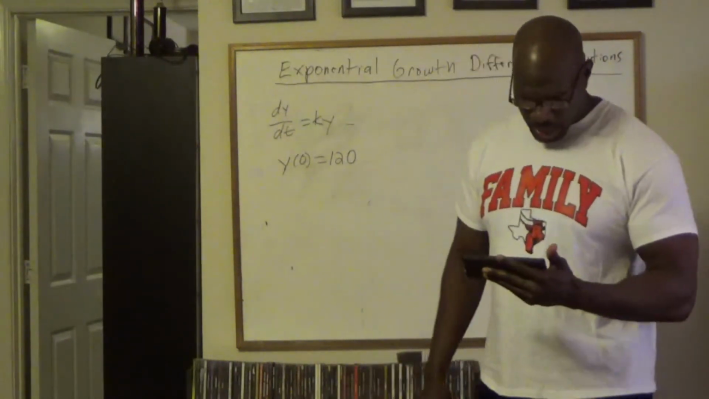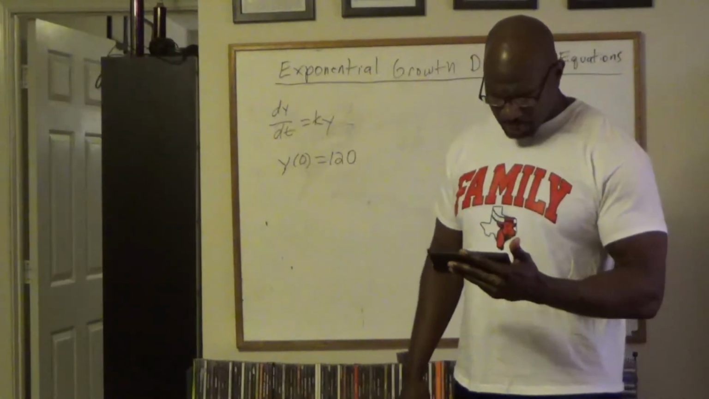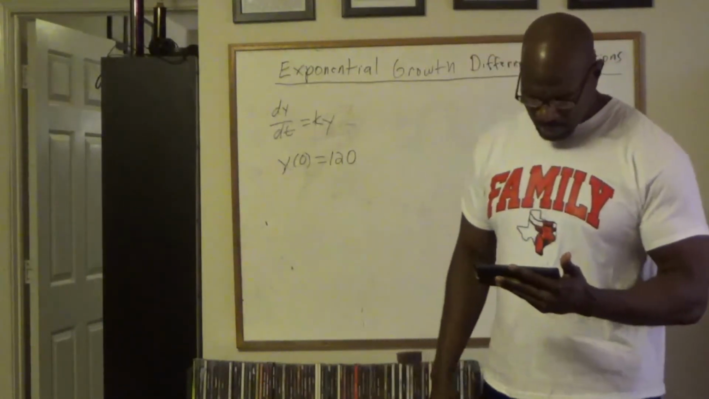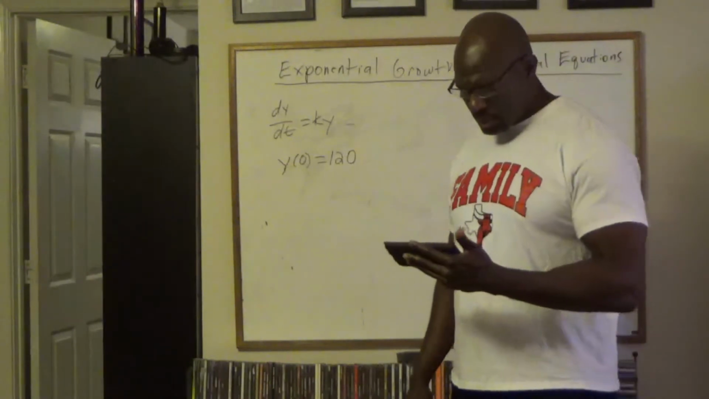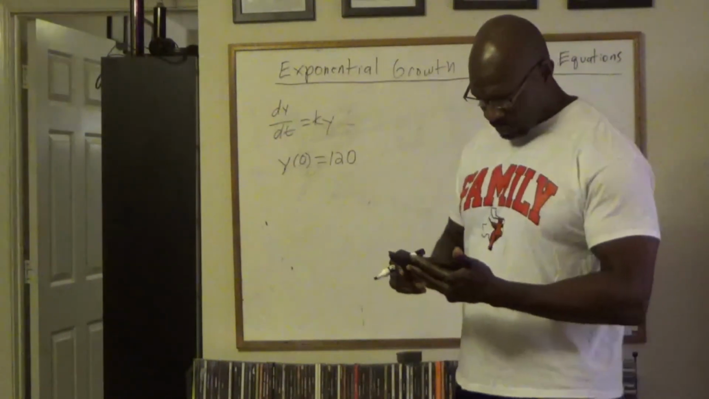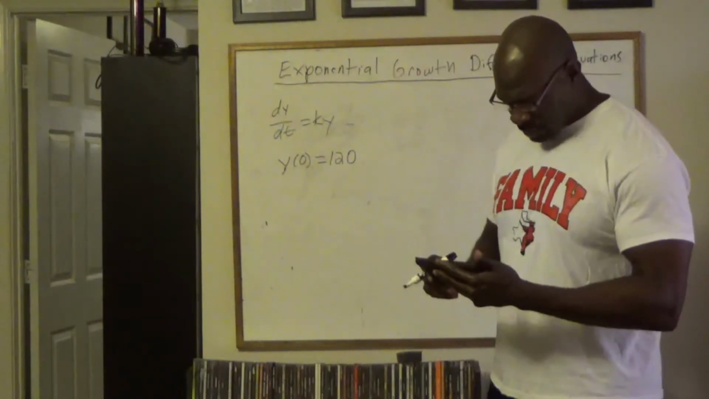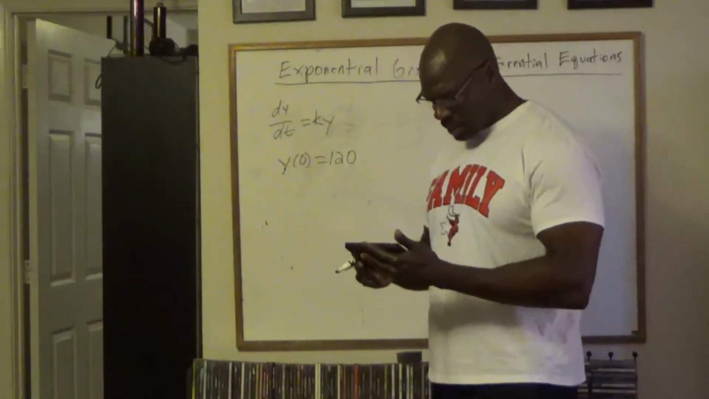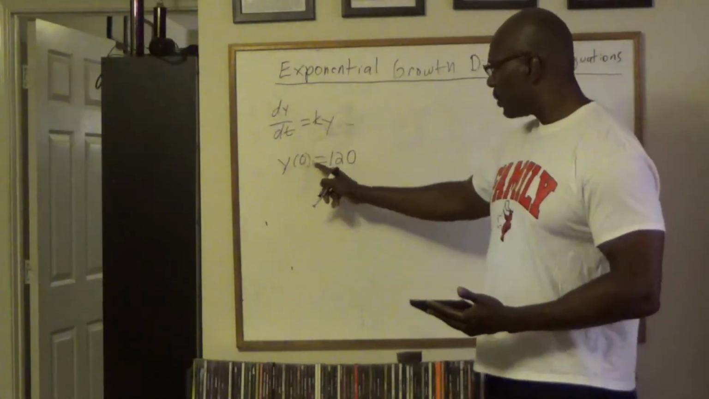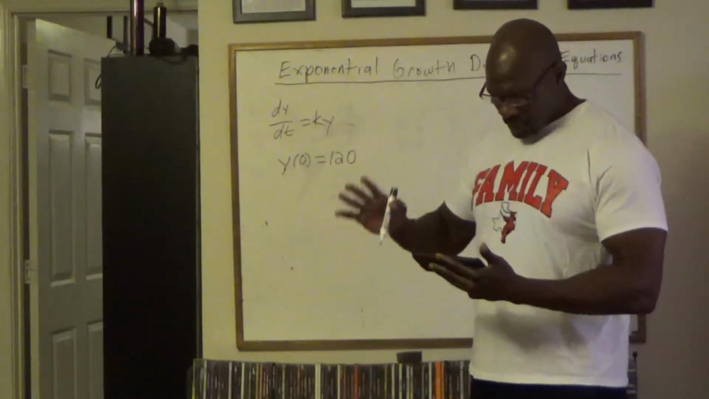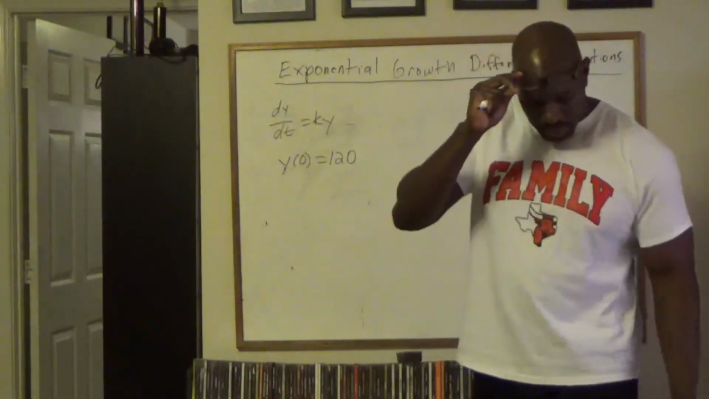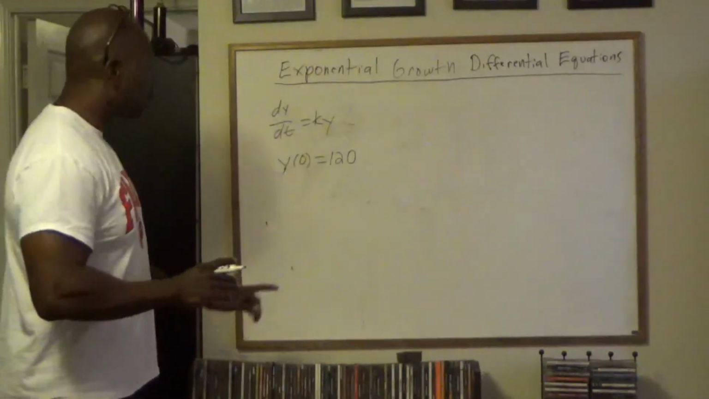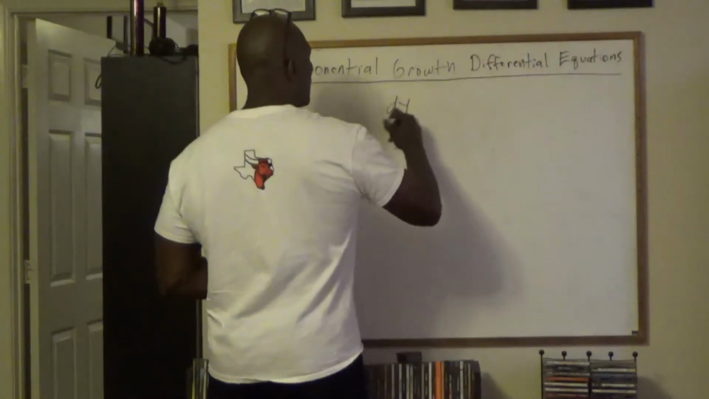I'm just reading the problem. It says the weight of a population of yeast is given by the differentiable function y, where y of t is measured in grams and t is measured in days. The weight of the yeast population increases according to the equation dy by dt equals ky, where k is a constant. At time t equals 0, the weight of the yeast population is 120 grams. So that's why I have y of 0 is 120, but it is also increasing at a rate of 24 grams per day. That's a rate, so that refers to dy by dt.